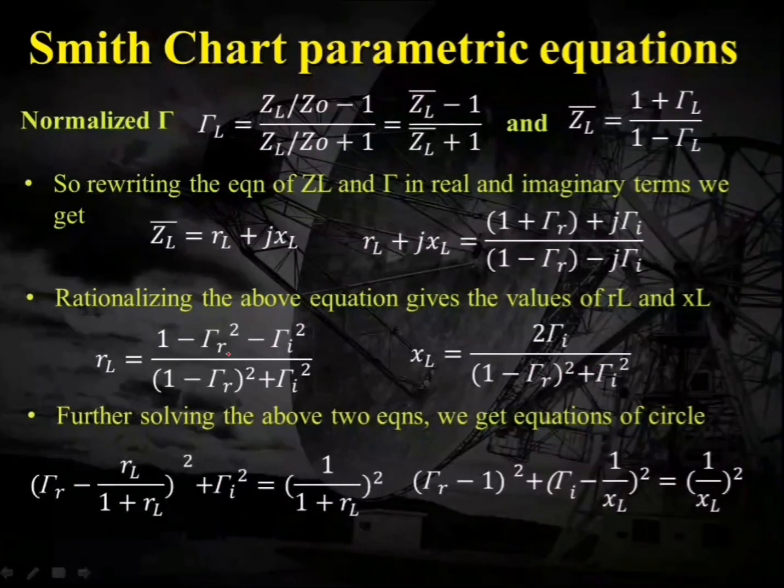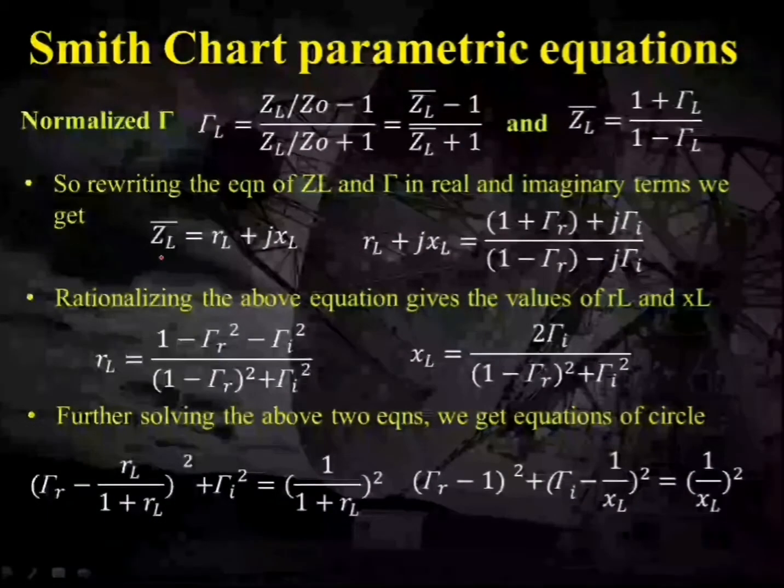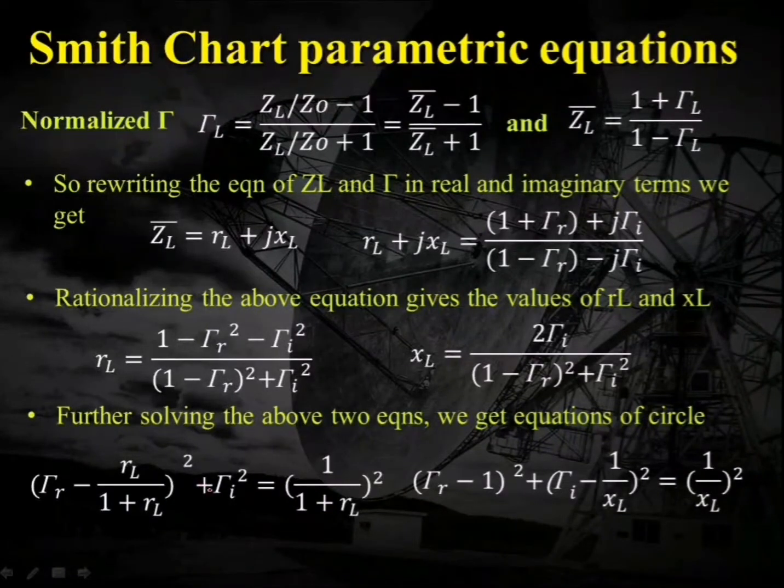Now further solving this involves a lot of steps, so I am not writing all these steps over here. This is for you. You can solve these two equations, and when we solve them we obtain equations which are nothing but the equations of circles. The first equation that I will obtain from the RL is (tau R minus RL upon 1 plus RL) whole square, where RL is the real part of your ZL bar, the normalized load impedance, plus tau I square equal to 1 upon (1 plus RL) whole square. And by solving this XL part, we will obtain another equation.